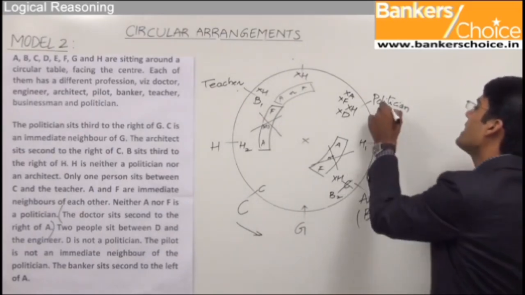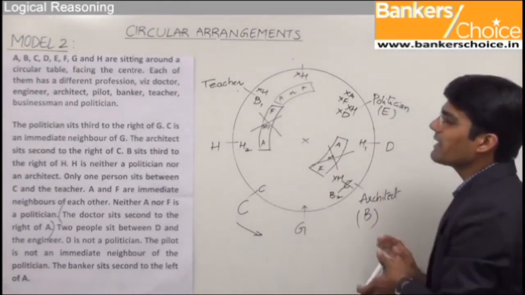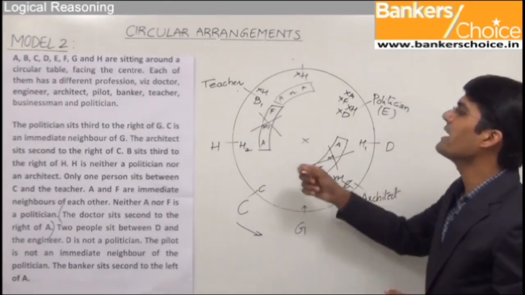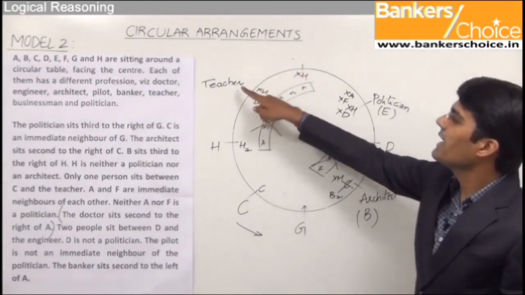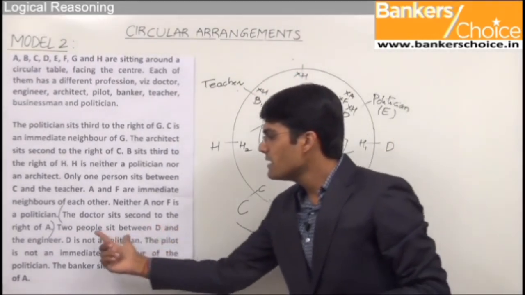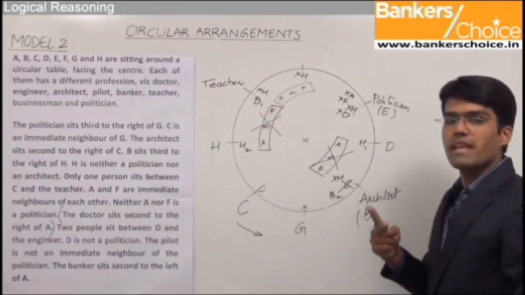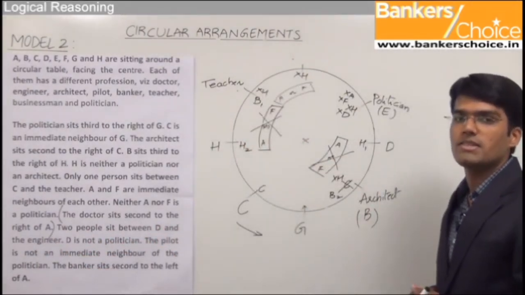So we can say that the politician is E. So we have completely arranged all the persons except A and F, and we very well know that A and F should take these two positions. Now the other statement which you have seen is two people sit between D and engineer. So there should be a gap of two people between D and engineer.